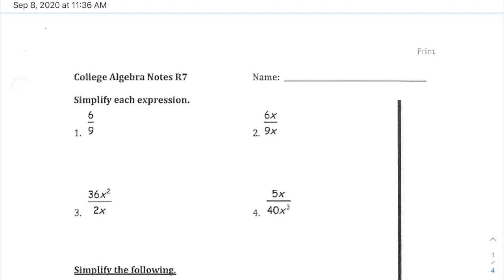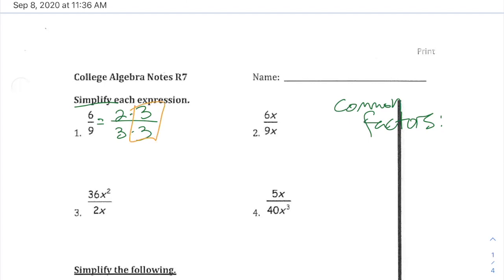So you guys call this reducing, but really the idea behind this is simplifying. So what we're looking for is common factors. Okay. So what are the common factors with 6 and 9? Well, go ahead and list them out. 6 is 2 times 3, and 9 is 3 times 3. And if you look, there's a common factor of 3 between both of these.